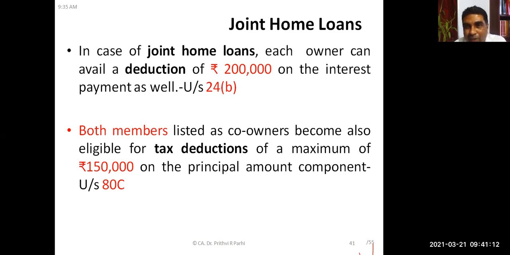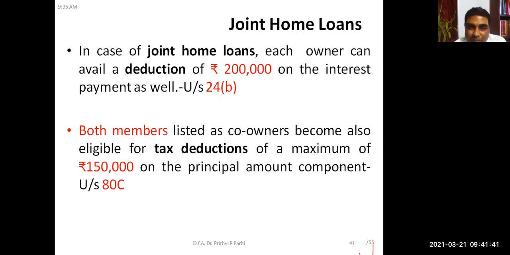Interest is allowed. One more relevant point here. Interest is allowed as a deduction under the head income from house property, right? Under section 24B, it is allowed. And the principal amount of loan which is paid is allowed as a deduction under 80C. From gross total income, 80C deductions are allowed so that we can get the total taxable income.